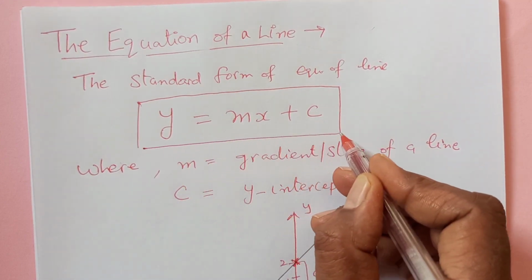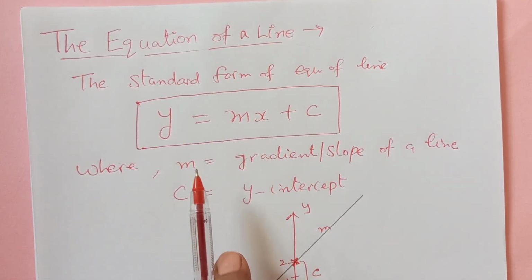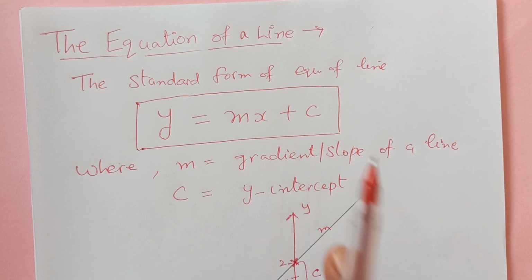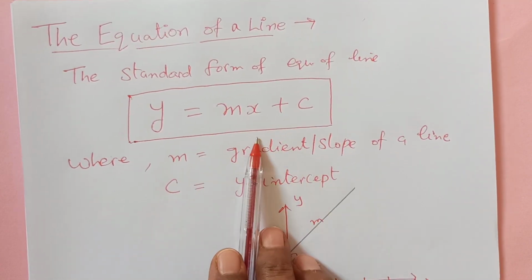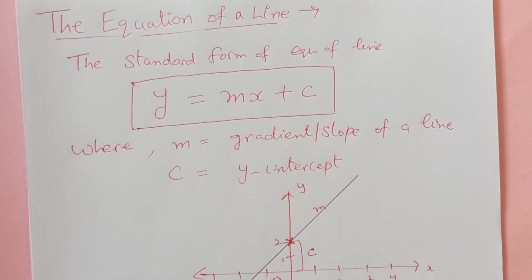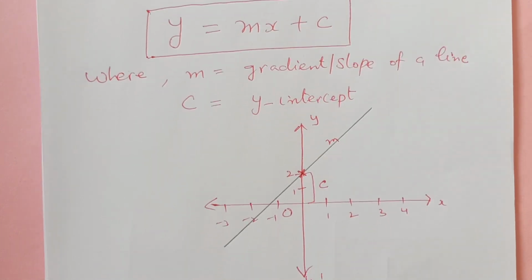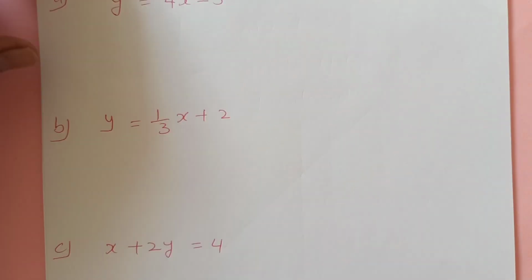So this is the standard form. This is also called the intercept form of the equation. We will use this to find the equation of the line. So let's go through some examples.